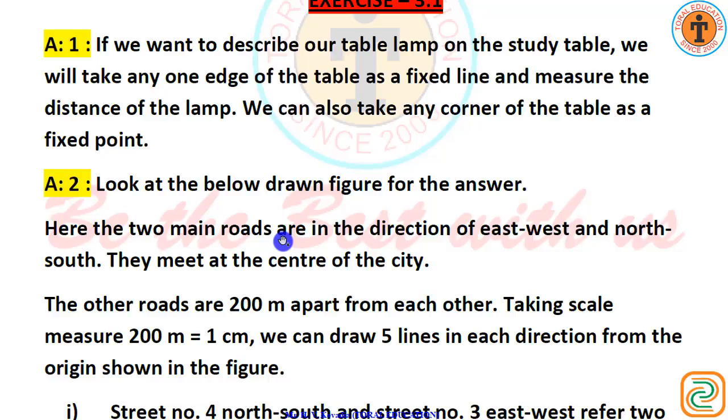Using this convention, find how many cross streets can be referred to as 4, 3. How many cross streets can be referred to as 3, 4.